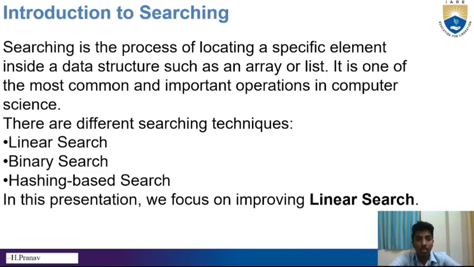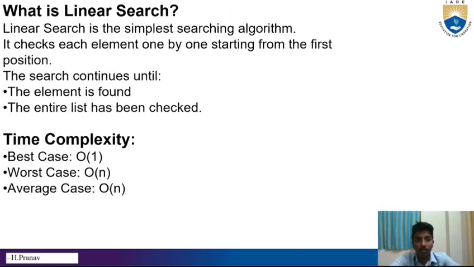So, coming to the introduction, what does searching mean? Searching is the process of locating a specific element inside a data structure, such as an array or list. It is one of the most common and important operations in computer science. There are different searching techniques, such as linear search, binary search, and hashing-based search. Based on the requirements of the user, they use different types of search. In this presentation, I'm going to focus on linear search.